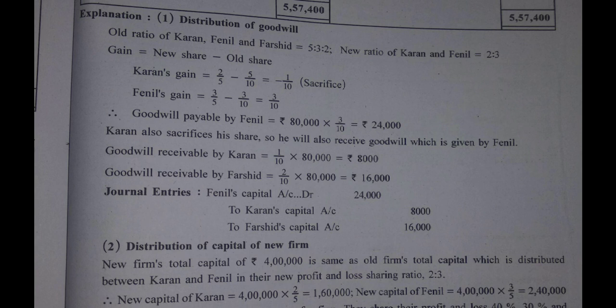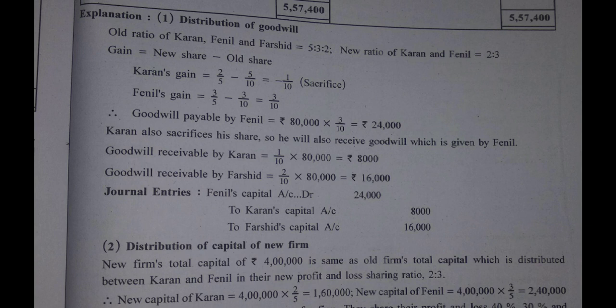Here it is. You can see in the explanation, gain equals new share minus old share. I hope you all know how to find this out. This cannot be taught repeatedly all the time. I clearly mentioned in the last lecture that we'll be understanding only new things, new adjustments, variations appearing in the sum. Similar things will not be repeated again and again. So here the calculation shows that Karan is sacrificing and Fenil is gaining. There are three partners, of course.